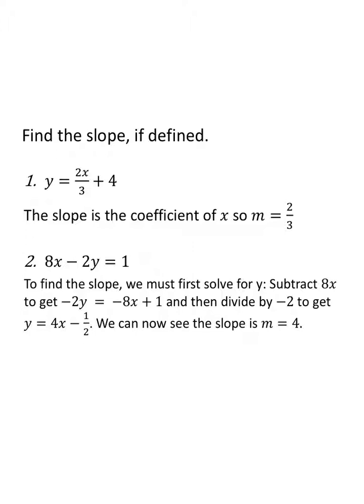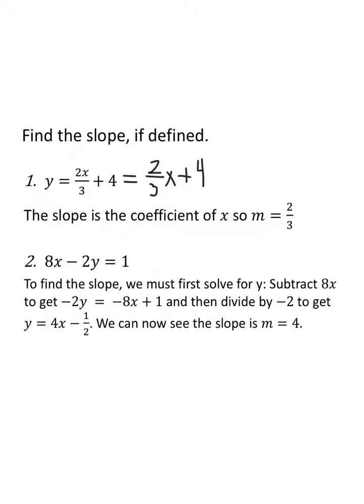All right, find the slope if defined. Let's just look at some equations now. Y equals 2x over 3 plus 4. Frequently, you'll be required to rewrite some of these. And 2/3 times x might be a better way of looking at it. 2x over 3, that x could be in the numerator or it could be next to the fraction. It just can't be in the denominator.